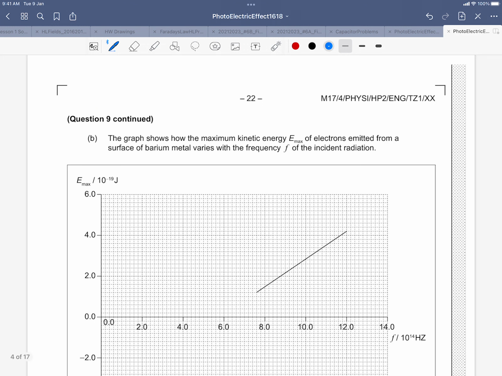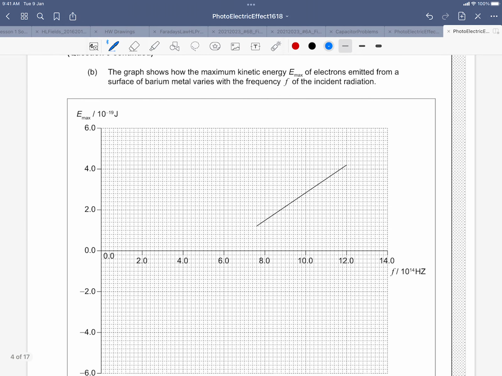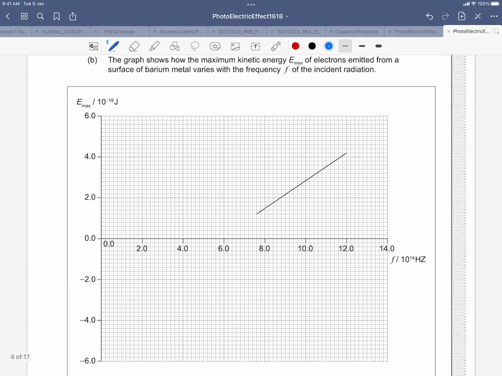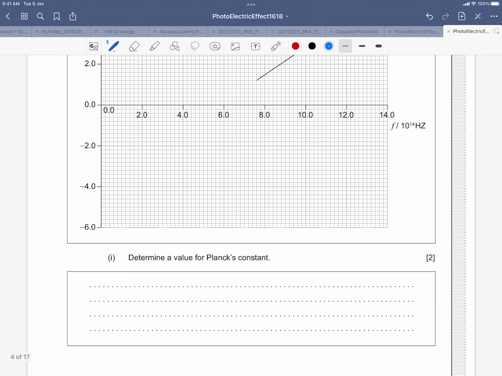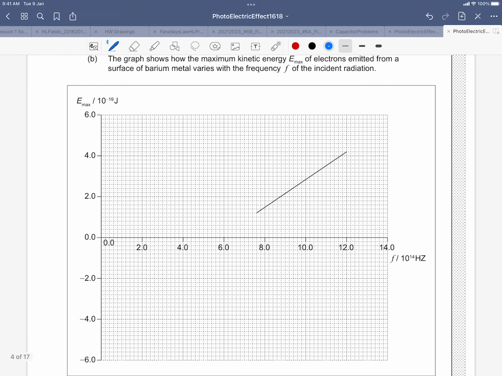So here we have the usual energy versus frequency plot that we have to know very well. And the question here is find a value for Planck's constant. So Planck's constant is the slope here, right? Because we have to remember we're looking at a graph of the energy versus the frequency. So h is the slope and negative phi is the y-intercept. So we just need to determine the coordinates of these 2 points. So that's an easy question.